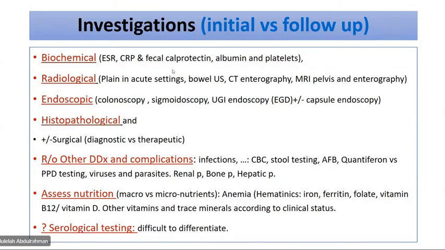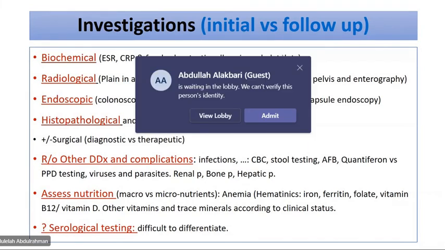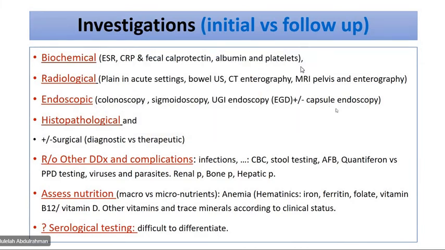Now, when we come to investigation, there is a different battery of tests that you can do. So we start with biochemical, which we call inflammatory markers: ESR, CRP, fecal calprotectin, albumin, and platelets. Remember, albumin is a negative acute phase reactant that you can use. Radiologically, you can use plain X-rays, bowel ultrasound, and CT angiography or MRI. You can use endoscopy as well, to the extent of a capsule on some occasions. And use pathology or sometimes surgery to diagnose versus treat.